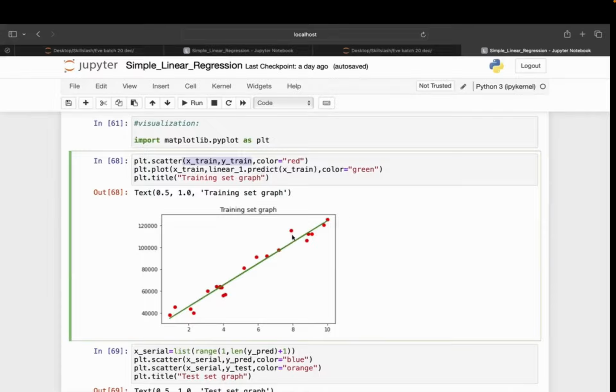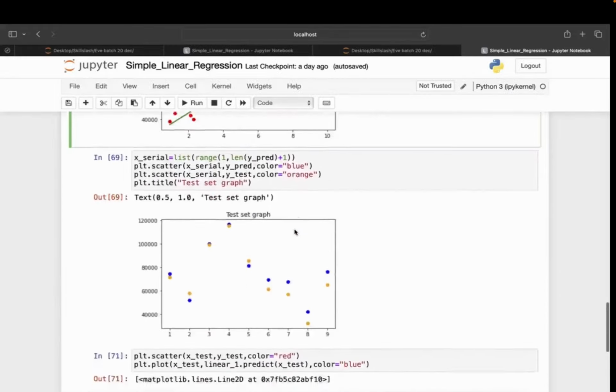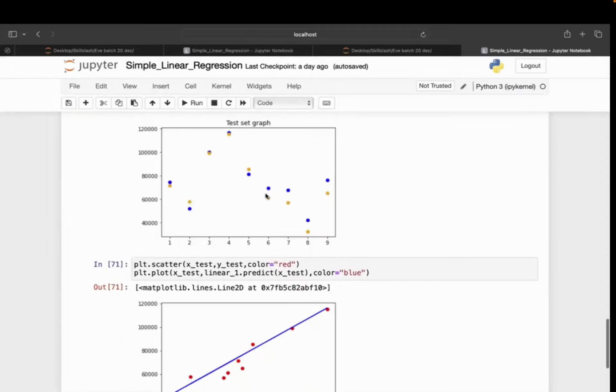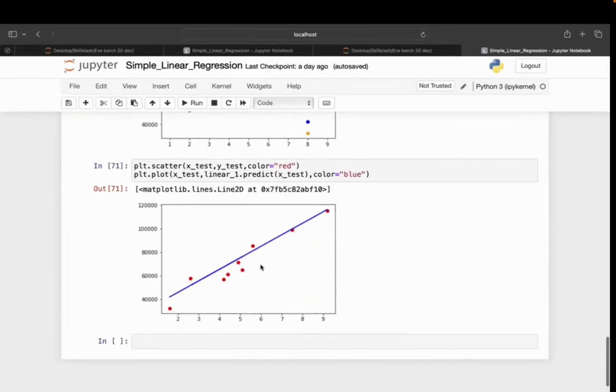Now you understand that the distance between the predicted point and the original data point creates the error, right? We have seen different types of graphs, and now we are yet to find the error for this simple linear regression model. For finding the error, we have three options: mean absolute error, mean square error, and root mean square error.